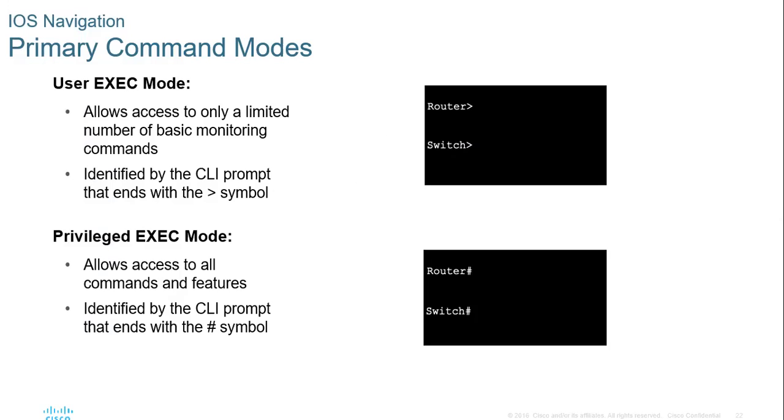Privilege execution mode allows access to all commands and features. Identify the CLI prompt that ends with the hash symbol: Router#, Switch#.